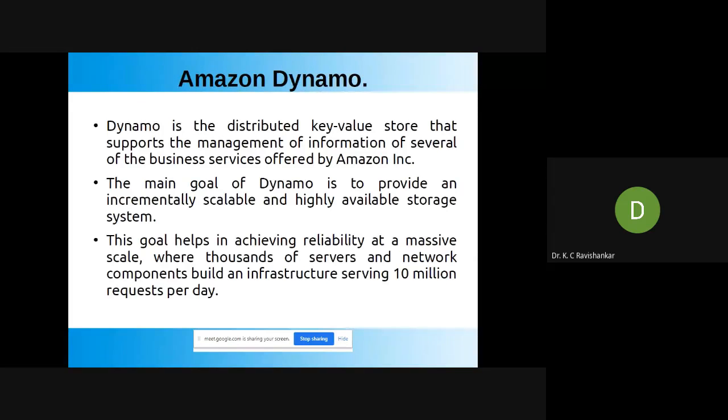Scalable and highly available storage system. That availability is also heavy. So 24/7 the storage systems are available. This goal helps in achieving reliability at a massive scale, where thousands of servers and network components build an infrastructure serving 10 million requests per day. See that it is very enormous. 10 million connections may be there for any such data from Amazon Dynamo.